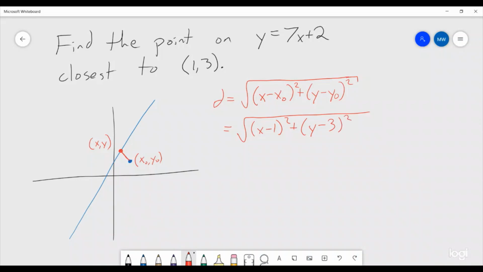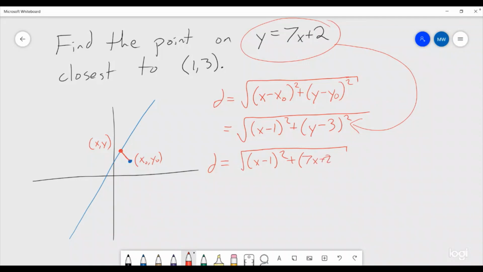But the nice thing is we know what y is. We already have a formula for y, so we can just plug that in here. So the distance is going to be the square root of (x minus 1) squared plus (7x plus 2 minus 3) squared. So there we go. And now we're trying to find the point that's closest, so it's going to be minimizing distance.